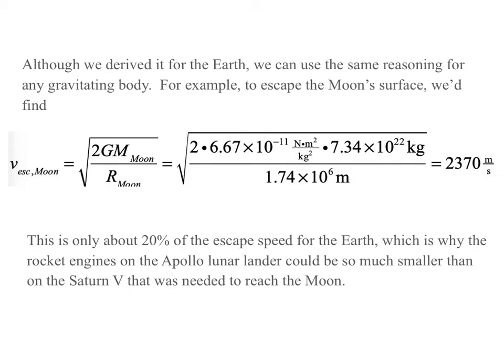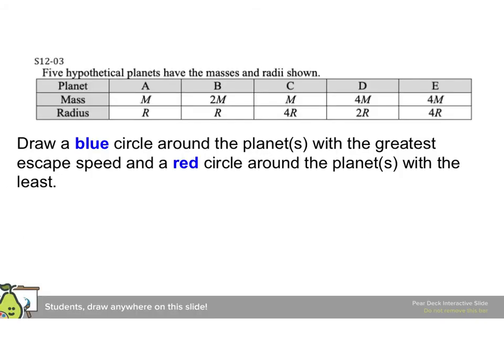That's why the rocket engines on the lunar lander could be so much smaller than those on the Saturn V that was needed to reach the moon. All right, we launched from a huge multi-story, multi-stage thing, and you come back to that almost cartoonishly small rocket to get home. All right, 5 hypothetical planets have the masses and radii shown.